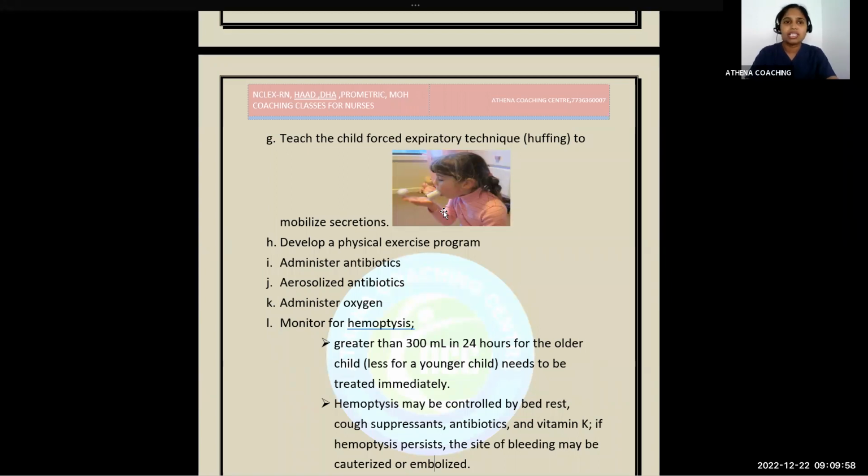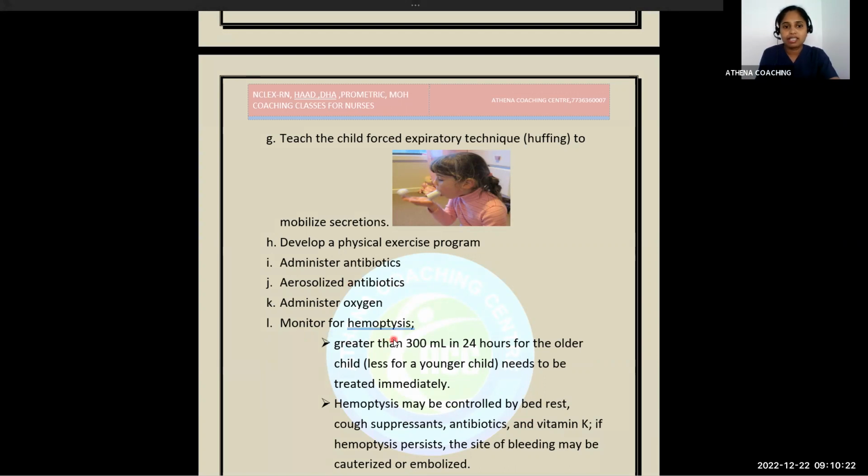And administer antibiotic, already I said, and aerosol method is used for administering antibiotics. What is aerosol method? It is administering any kind of medications in small fragments. Okay, so this medicine is converted into small fragments. Examples I can give are nebulization or steam inhalations. Okay, and then administer oxygen, that is important.